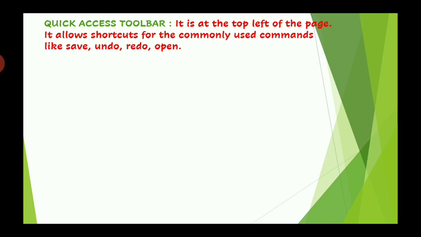Quick access toolbar. It is at the top left of the page, and it allows shortcuts for commonly used commands like save, undo, redo, and open. So you don't have to go here and there in the tab. We just have to click in the quick access toolbar and we can save our file, open our file, and undo and redo also. Whatever work we want to get back, we'll get it back. That is why it's called quick access toolbar, so that we can do our work quickly.